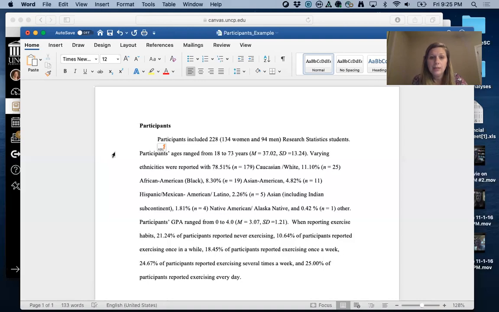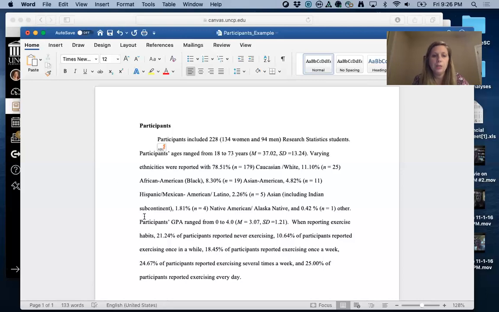And so what that means is that you're going to need to say, where it says participants included 228, and then you have women and men in parentheses, you could have like 134 women, comma, 94 men, comma, 2 unidentified, which would mean they didn't answer the question. Okay, so that will happen. Even with ethnicity, you could have 0.42% or N equals 1 unidentified, right? So that's what you could call them if they don't answer the question. Just want to point that out.